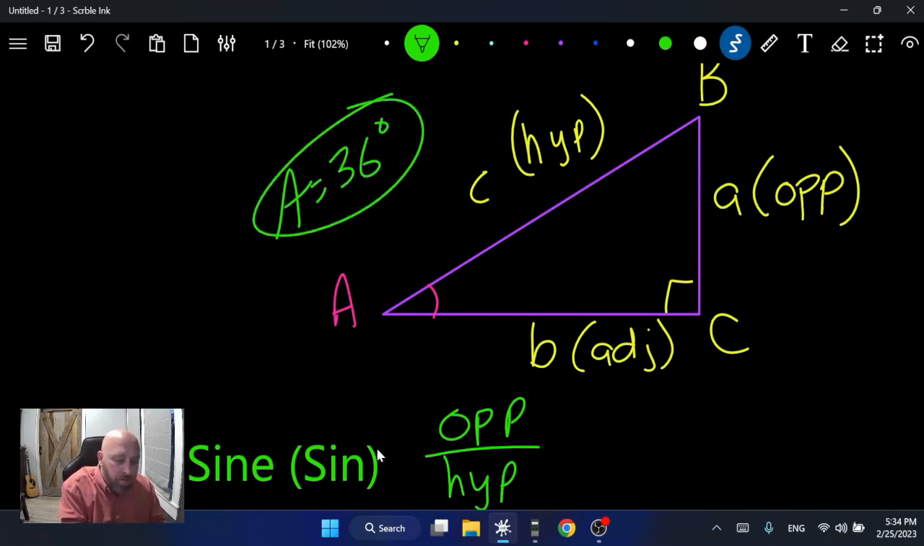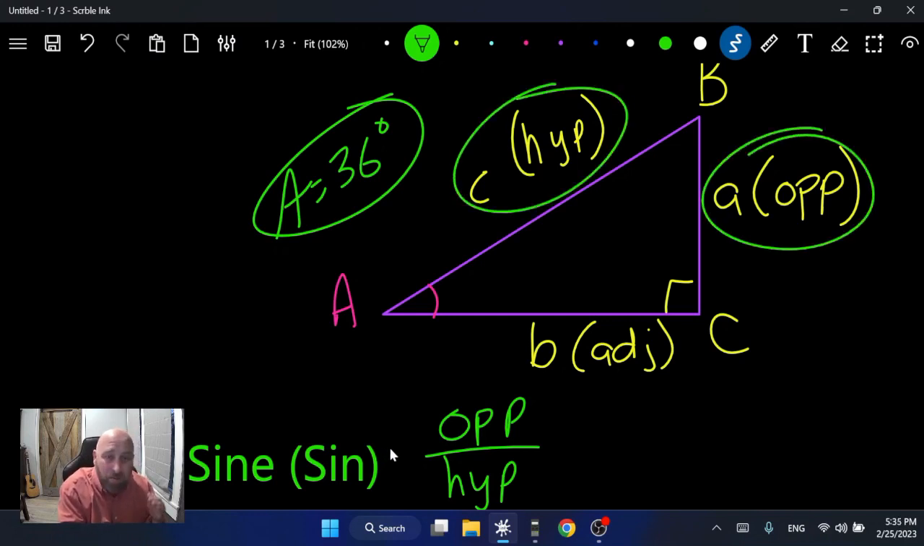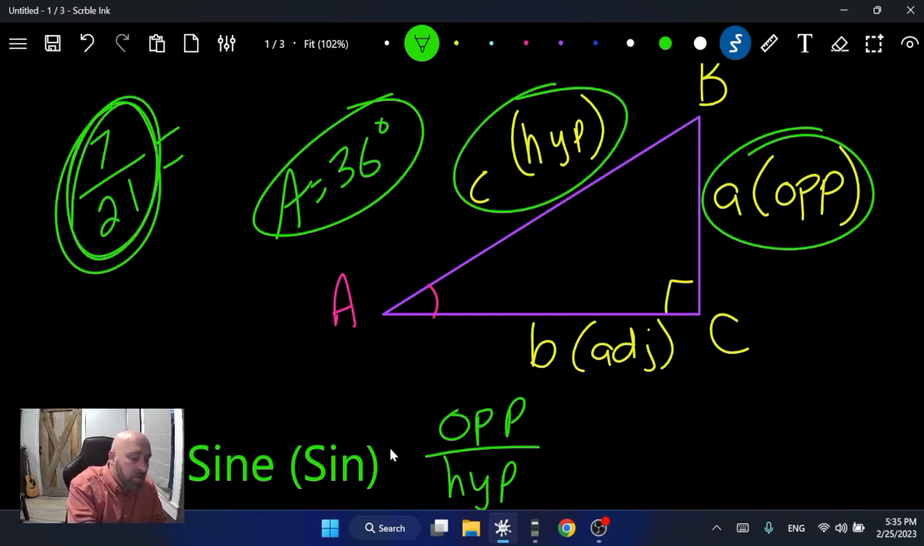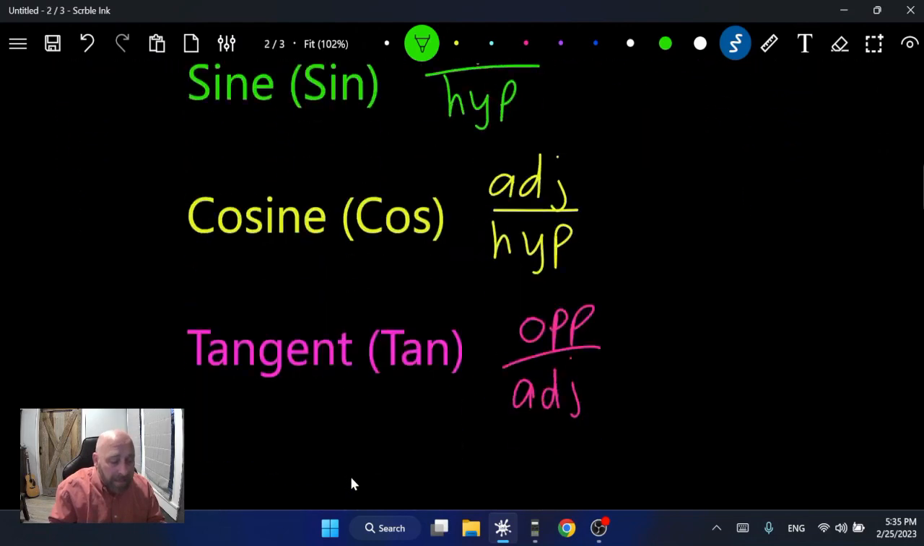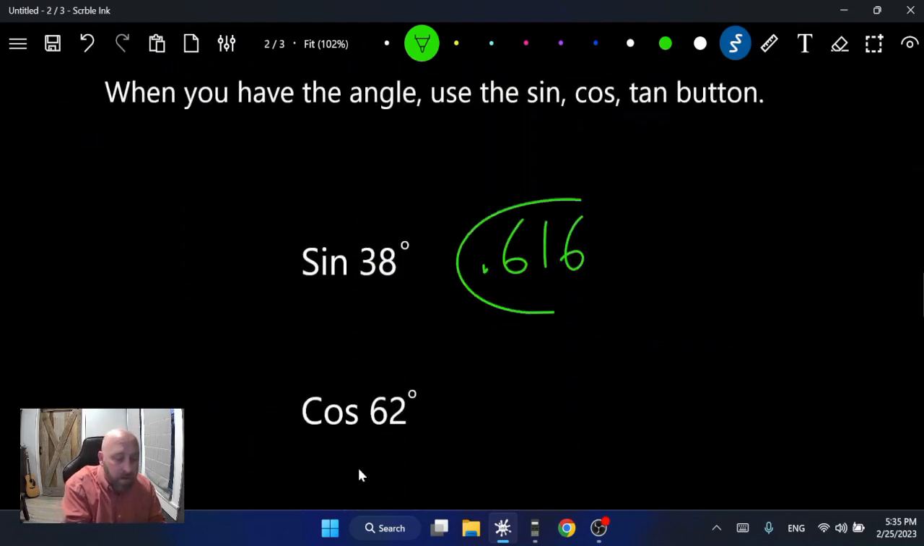Well, the ratio of sine, opposite over hypotenuse, and I don't know what it is, but let's say that the opposite equals 7, and the hypotenuse equals, I don't know, 21. Okay, that's not going to come out to this, but that's the idea. When you solve this ratio, when you divide that out, it gives you this answer right here. That's all your calculator is doing. It's taking that ratio and figuring out what it is.